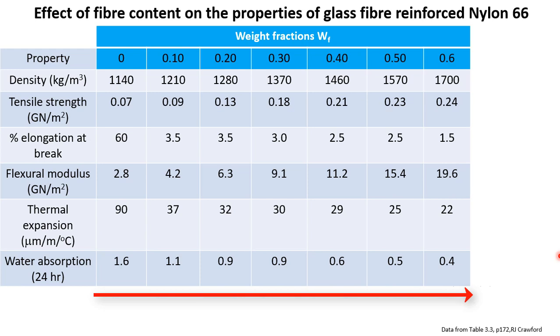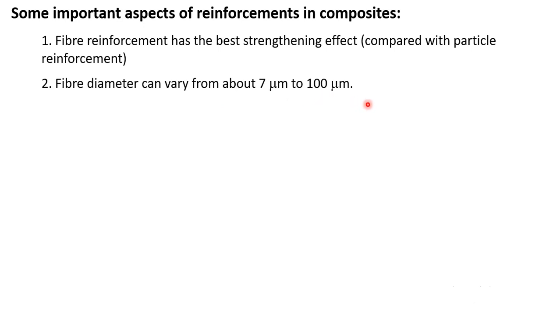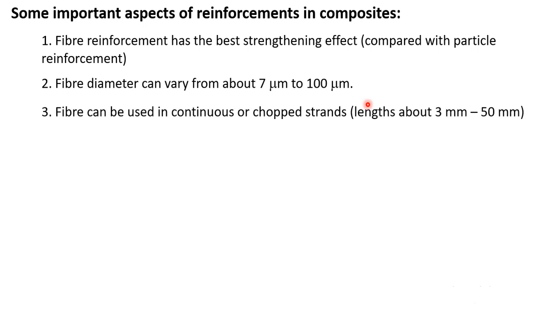Here we will list some important aspects of reinforcements in composites. Fiber reinforcement has the best strengthening effect compared with particle reinforcement. Fiber diameter can vary from about 7 micrometers to 100 micrometers. So this is the range of fiber diameter. Fiber can be used in continuous or chopped strands. The length of the chopped strands can be from 3 mm to 50 mm.